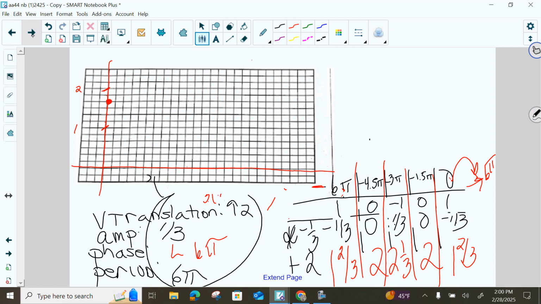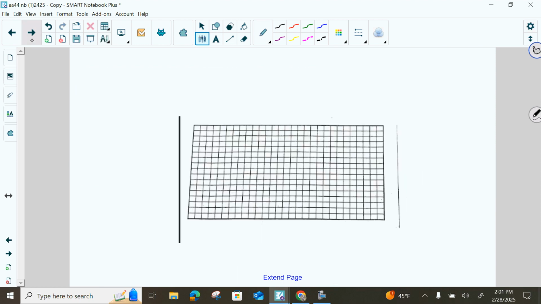So what did we use? I think I used 2 units for pi on this one. Right? So at 6 pi, oh, hold on. At 6 pi, it's also going to be 0. You guys did fine on your graphs, right?